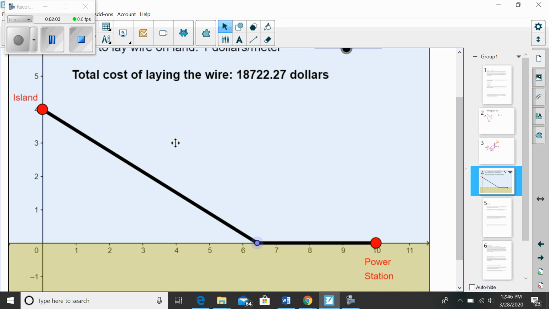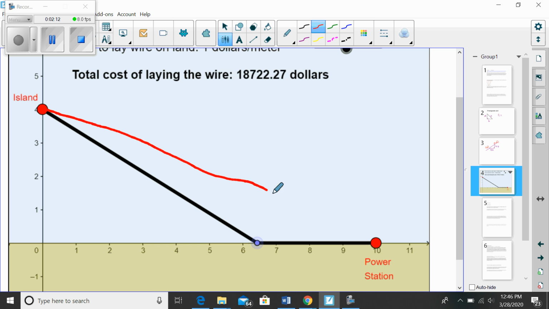So if it were just as cheap to build across water as it is across land, then we would minimize the cost by minimizing the path, right? If I just drew a straight line from the island to the power station, that would minimize the distance. And if the costs were the same for building over the water as on land, the minimum distance would be the minimum cost. Okay, but that's not true. Building across the water is far more expensive.